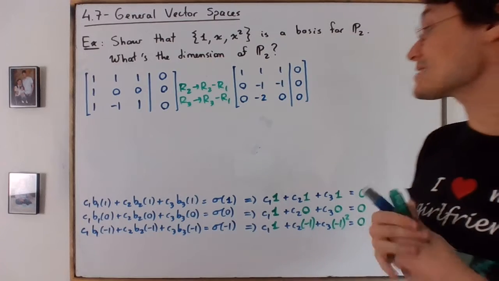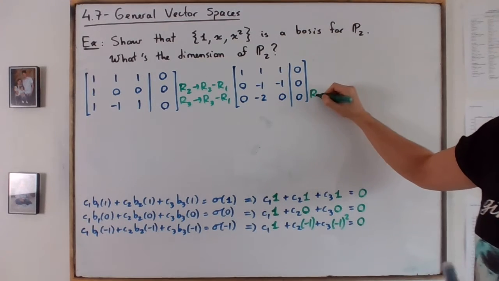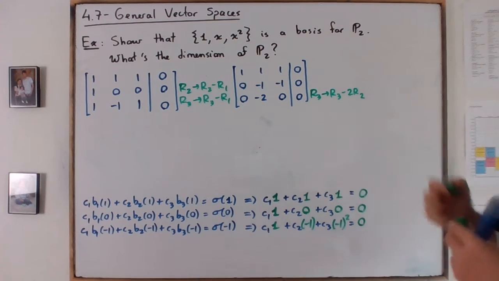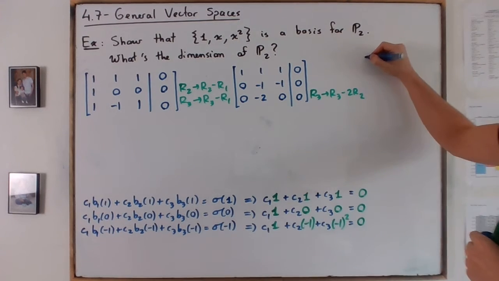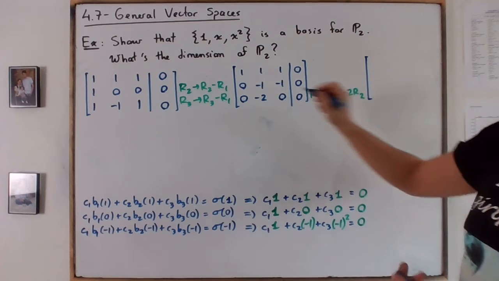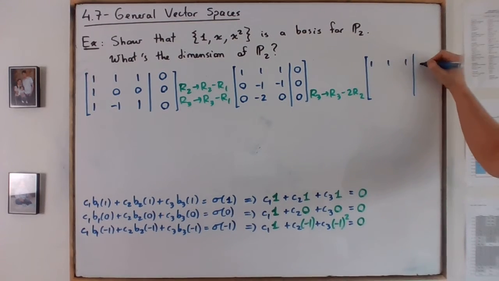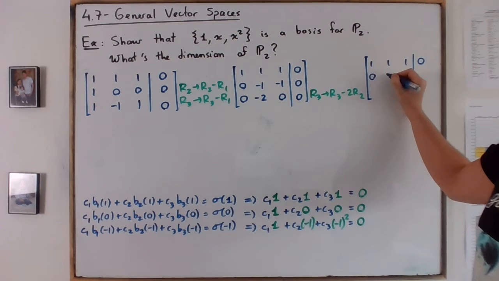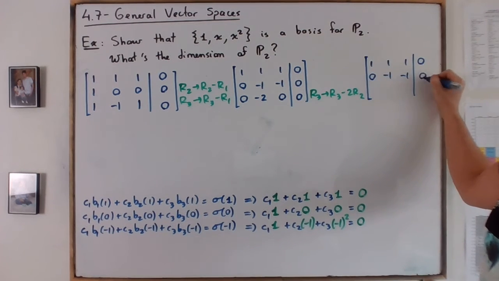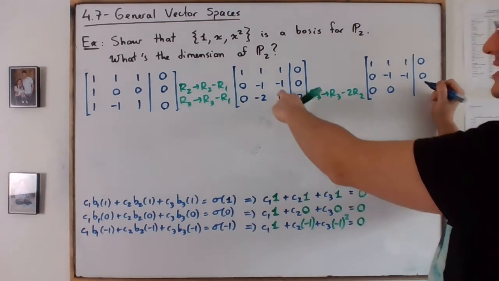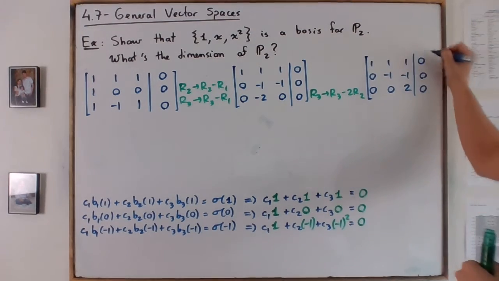So we need one last row operation. That is row 3 becomes row 3 minus 2 row 2. So what we're going to get here is 1, 1, 1 slash 0. Then 0, -1, -1, 0. And finally, 0, 0. And then this is going to give us +2.